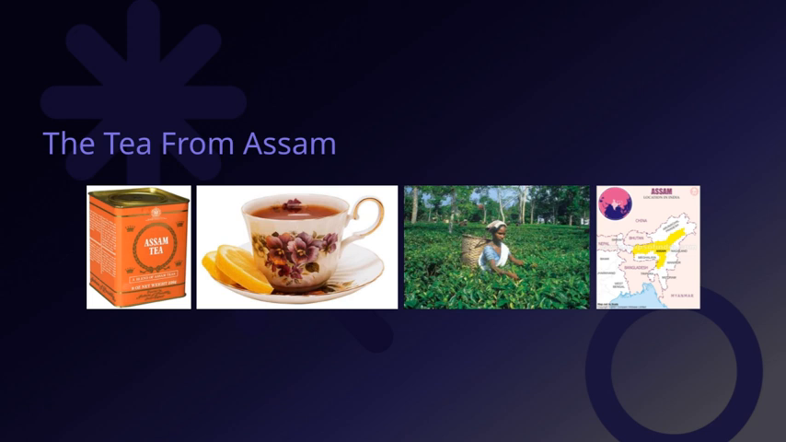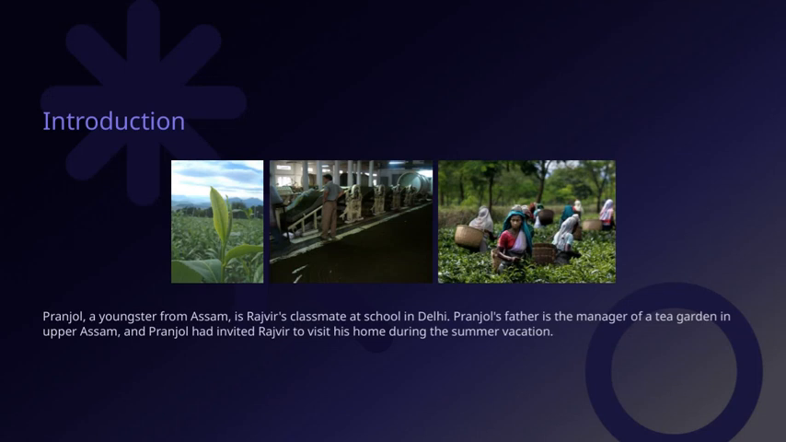Connecting this to our overall theme, Assam exemplifies how regional characteristics influence global products. It shows us the importance of terroir, the unique environmental factors that shape the flavor and quality of tea. So, when we enjoy a cup of Assam tea, we're tasting a rich history, a specific environment, and a story of global interconnectedness.